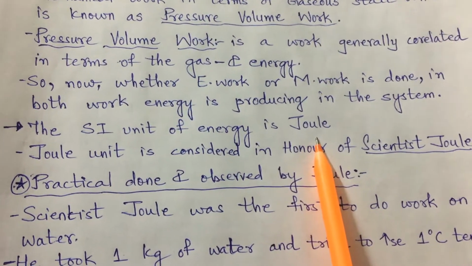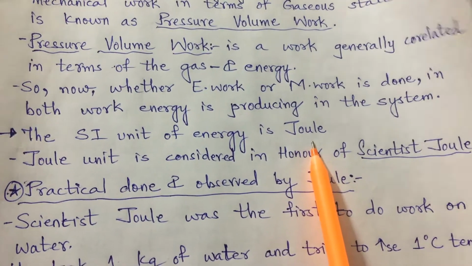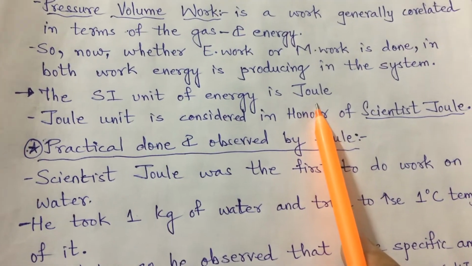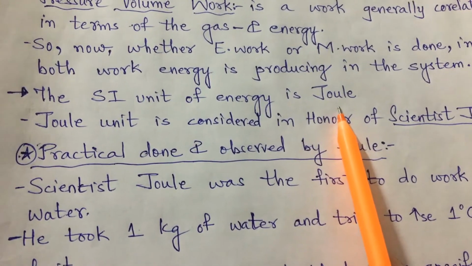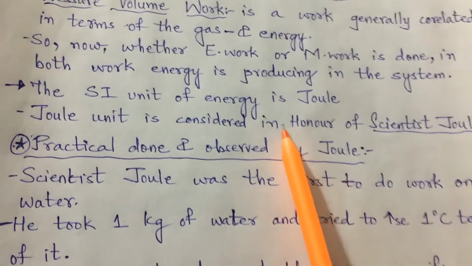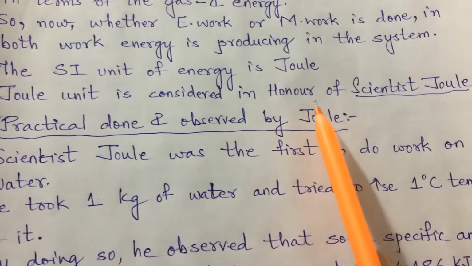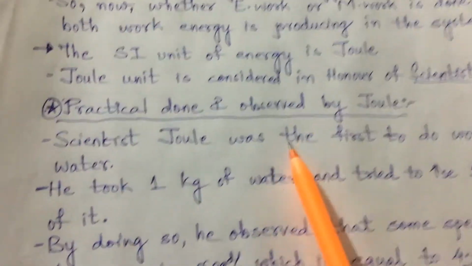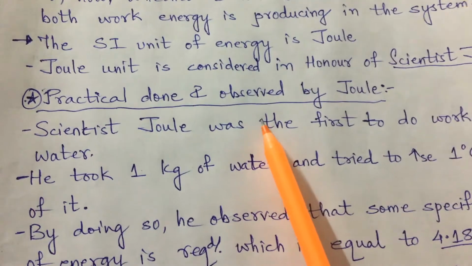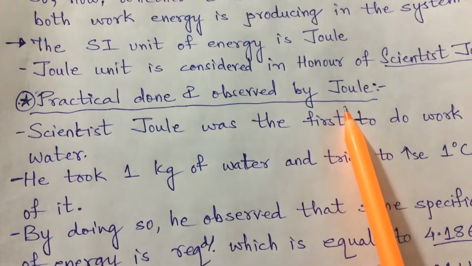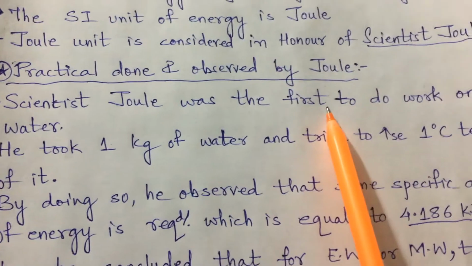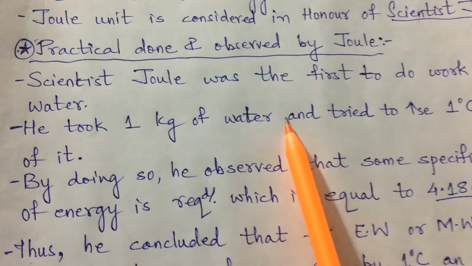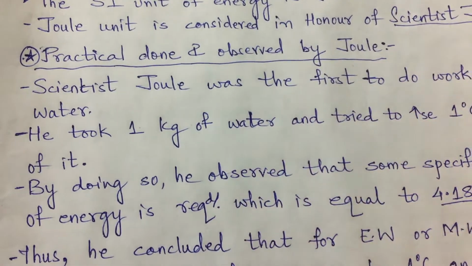Now when we are talking about the transferring of this energy in the system and the surroundings, we must know what the SI unit of energy is. The SI unit of energy is joule, and this unit is given in honor of the scientist Joule. So let us see the practical which was carried out and observed by the scientist Joule. He was the first scientist to do work on the water.